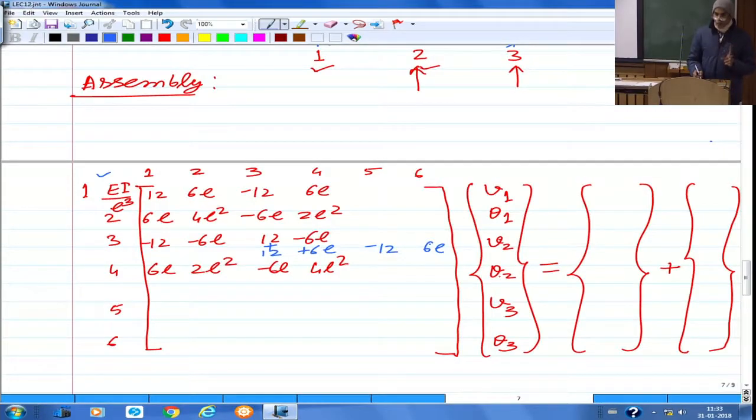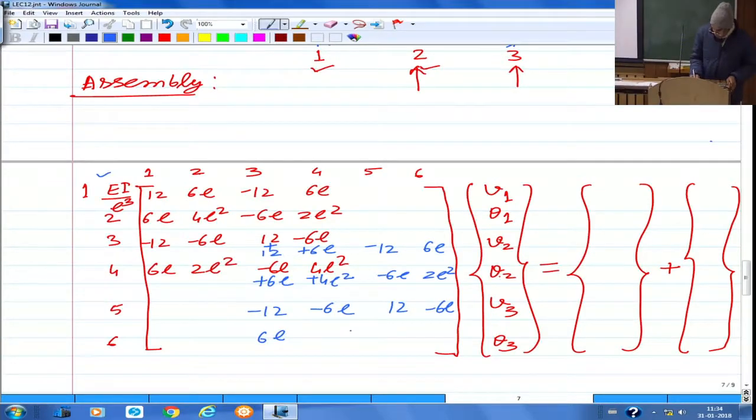Then the second row of the second element will go to the fourth row of the global system. So here again plus 6L and of course plus 4L square, and you have minus 6L and 2L square. Then the third will go to the fifth row, which is minus 12, minus 6L, 12 and minus 6L. Then the fourth will go to the sixth row, which is 6L, 2L square, minus 6L and 4L square.